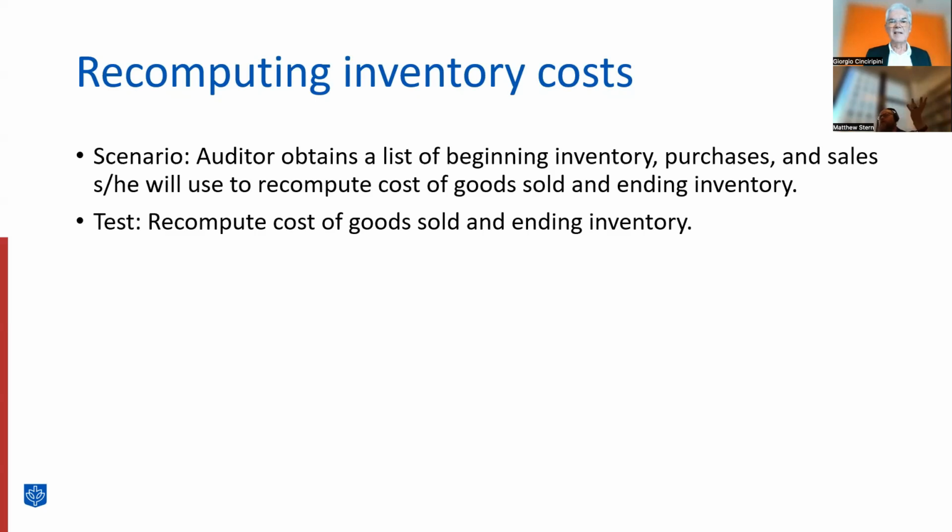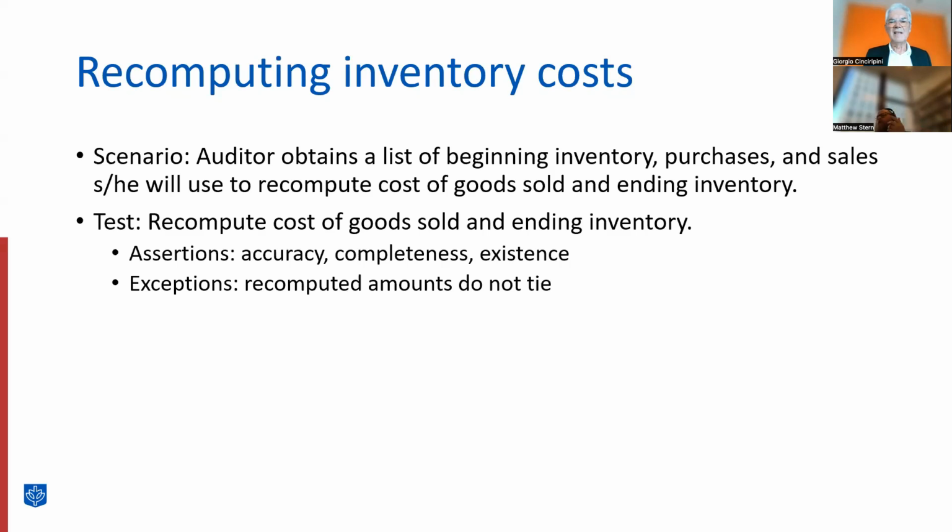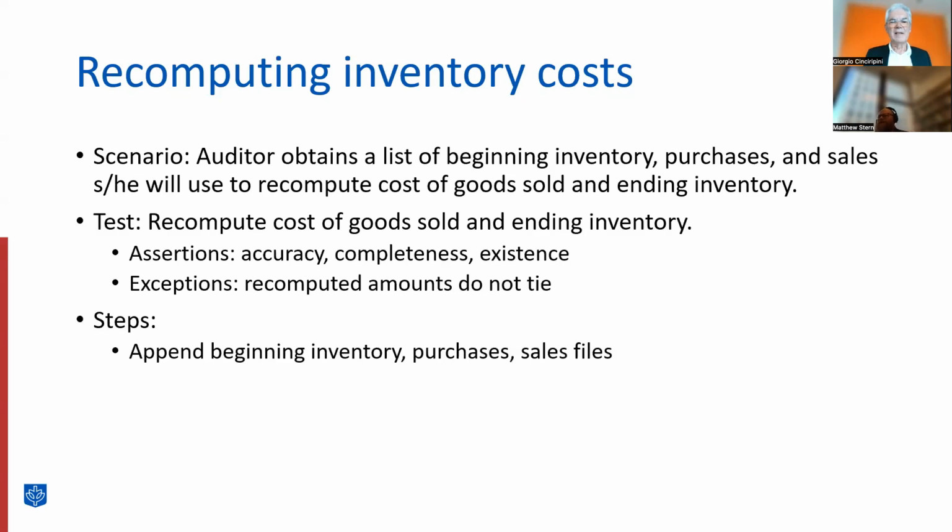So we're going to recompute cost of goods sold and ending inventory here. So we're going to test accuracy, completeness, and existence, depending exactly on what we know about the system and how these files were generated. Exceptions, of course, would occur when the recomputed amounts don't tie to the financial statements. So here are the basic steps. We're going to take a file with beginning inventory, purchases, and sales. We're going to append them. We're going to put them all together so we have one big file.